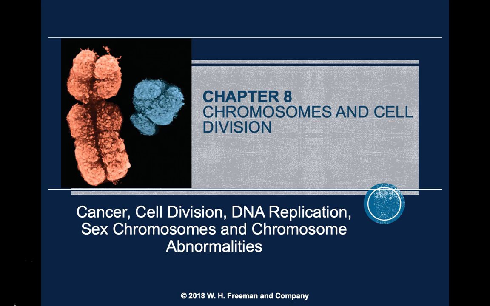So in Chapter 8, we're going to talk a little bit about cancer, which is uncontrolled cell division. We're going to talk about the different types of cell division. There are two types of cell division. We're going to talk very, very briefly about DNA replication and how the cell prepares its genetic material for cell division. Then we're also going to talk about different types of chromosomes. We'll talk about our normal chromosomes and our sex chromosomes, those chromosomes that determine the sex of an individual. And then we will also talk about chromosome abnormalities and some of the genetic disorders that arise from different types of chromosome problems.